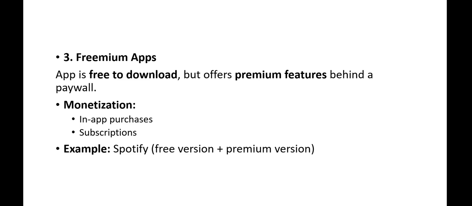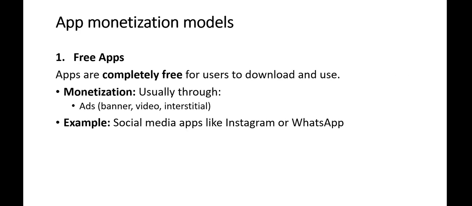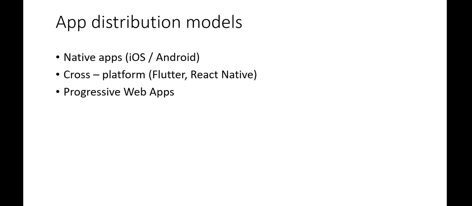Next, in the app store model, there are two types of models. First one is app monetization models. Next is app distribution models. Generally there are three different distribution models. First one is native apps, iOS.